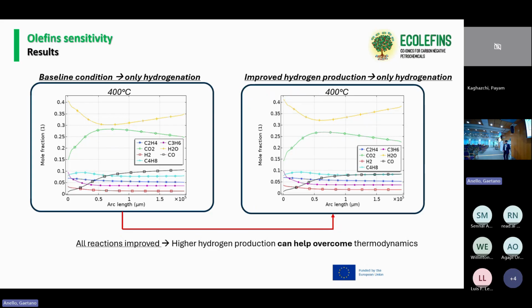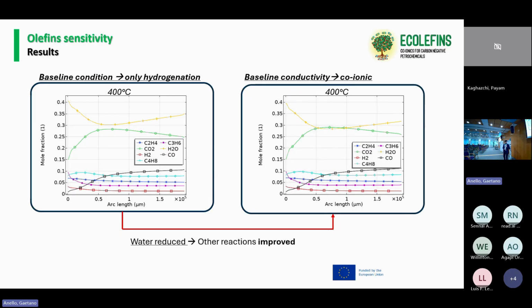After this aspect, we then introduce the actual goal of the product, which is the co-ionic conductor. So we are trying to see what happens when we are also able to extract the oxygen while it's produced, to also reduce the water consumption. And you can see how, in fact, the water consumption is decreased while all of the performances are increased, which justifies the goal of the product of having a co-ionic conductor.